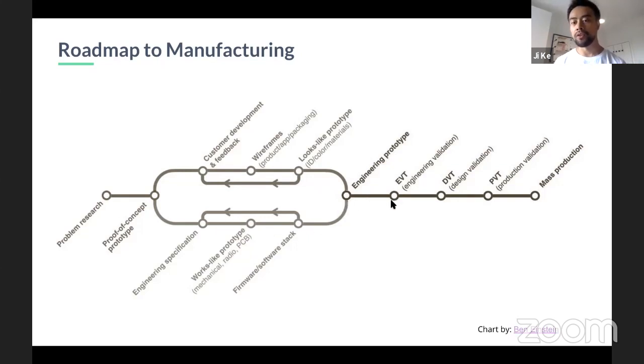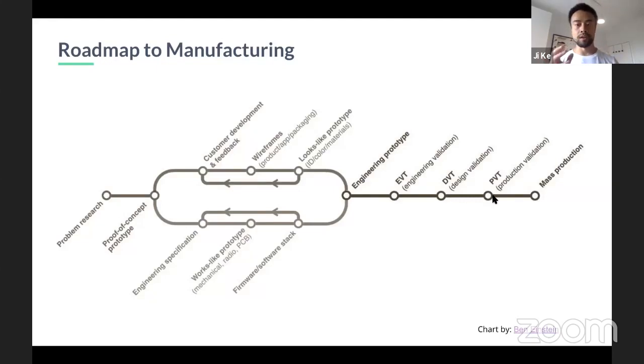And then going to EVT, that's engineering validation, that's probably going to be a look-alike, the functions are pretty much there, the software is working, it looks pretty much there. And then DVT, where the design also combines with the engineering prototype. The material is pretty much finalized, and the texture, the UI, UX, everything is good to go. And then you go to PVT.